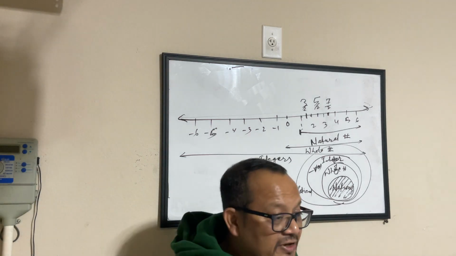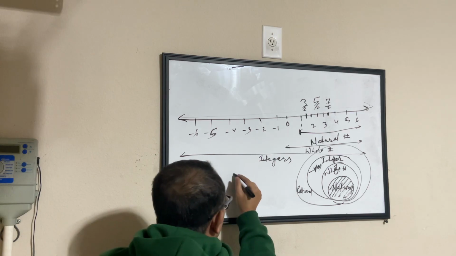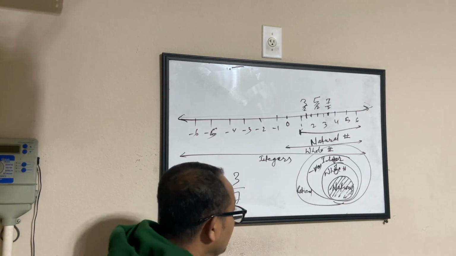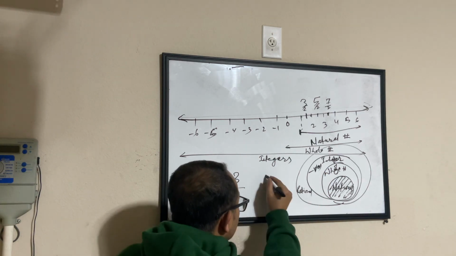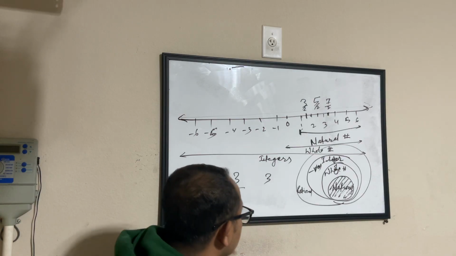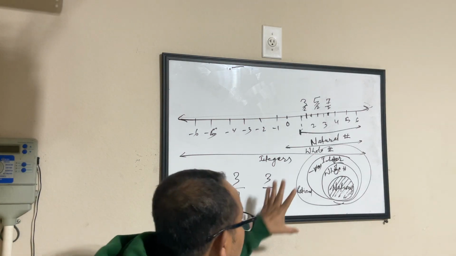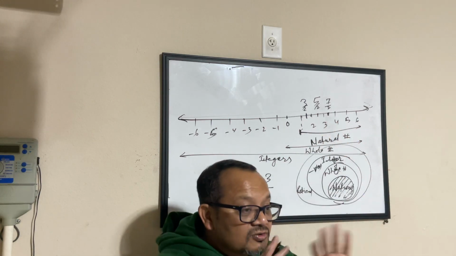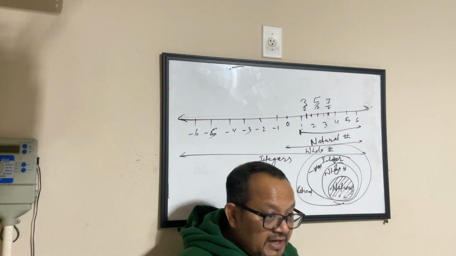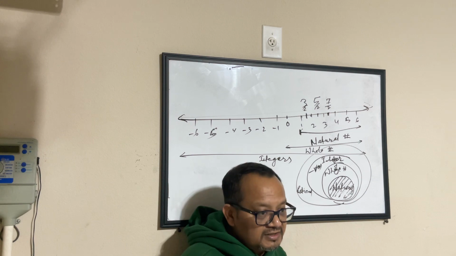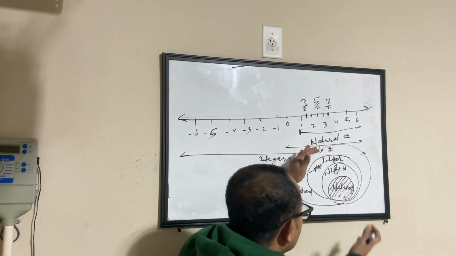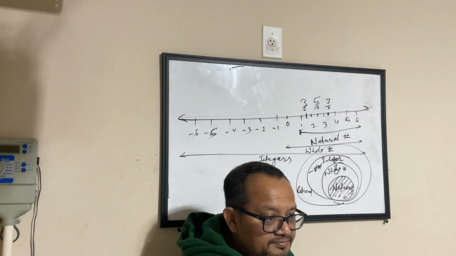Now, by definition, a rational number is nothing but something that can be represented as a fraction. Now, the point here is, my whole number also I can represent as a fraction. 3 I can represent as 3 by 1. So that's why rational number is a superset which includes everything inside it. Meaning, any and every number you can represent as a rational number. And that becomes a superset.